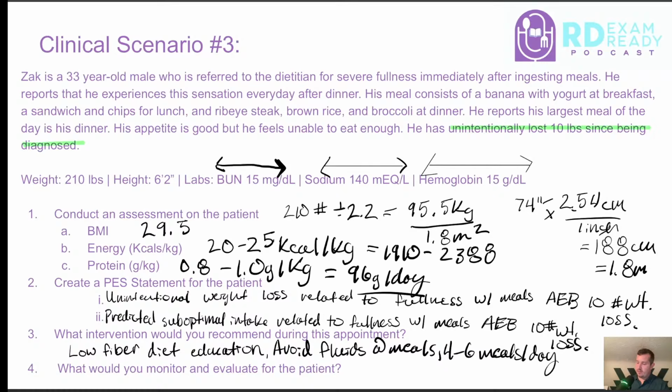What would you monitor and evaluate for the patient? Well, I think it's kind of said very well that we would look at his weight, his PO intake. Those would be a few things we're going to look into there. And then let's look at his reported signs and symptoms after eating. Is his gastroparesis improving at this point after he's eating these meals?